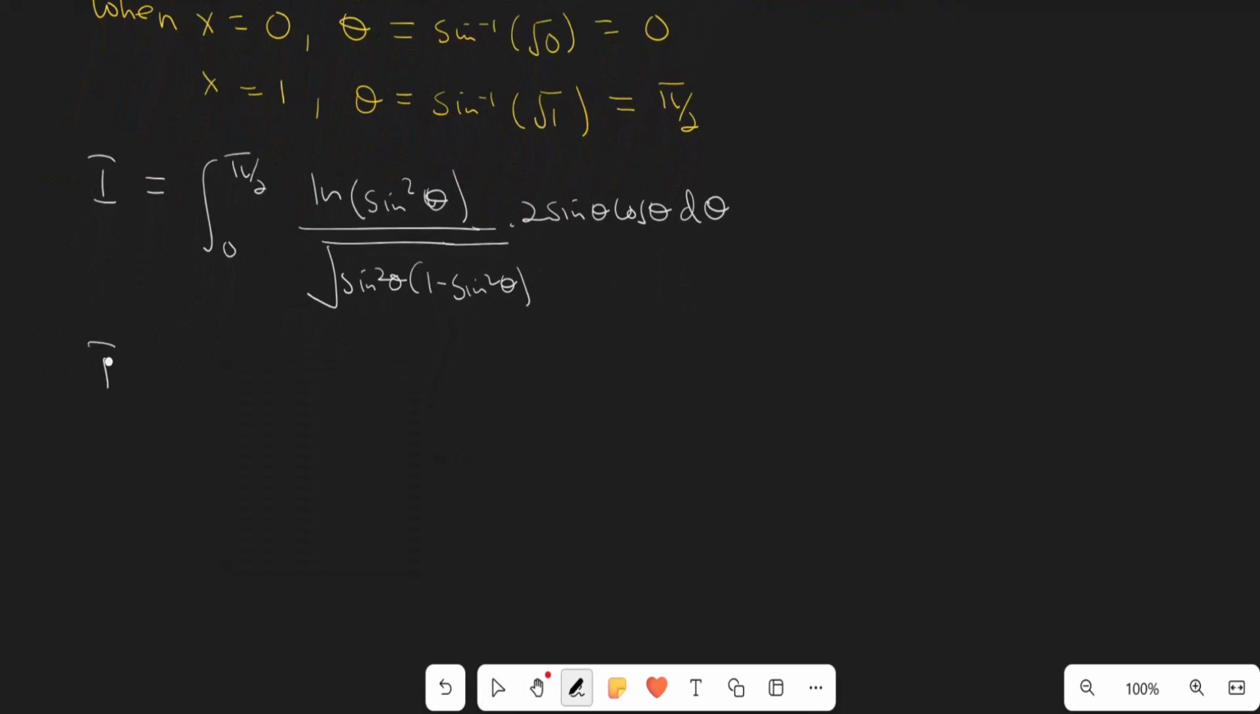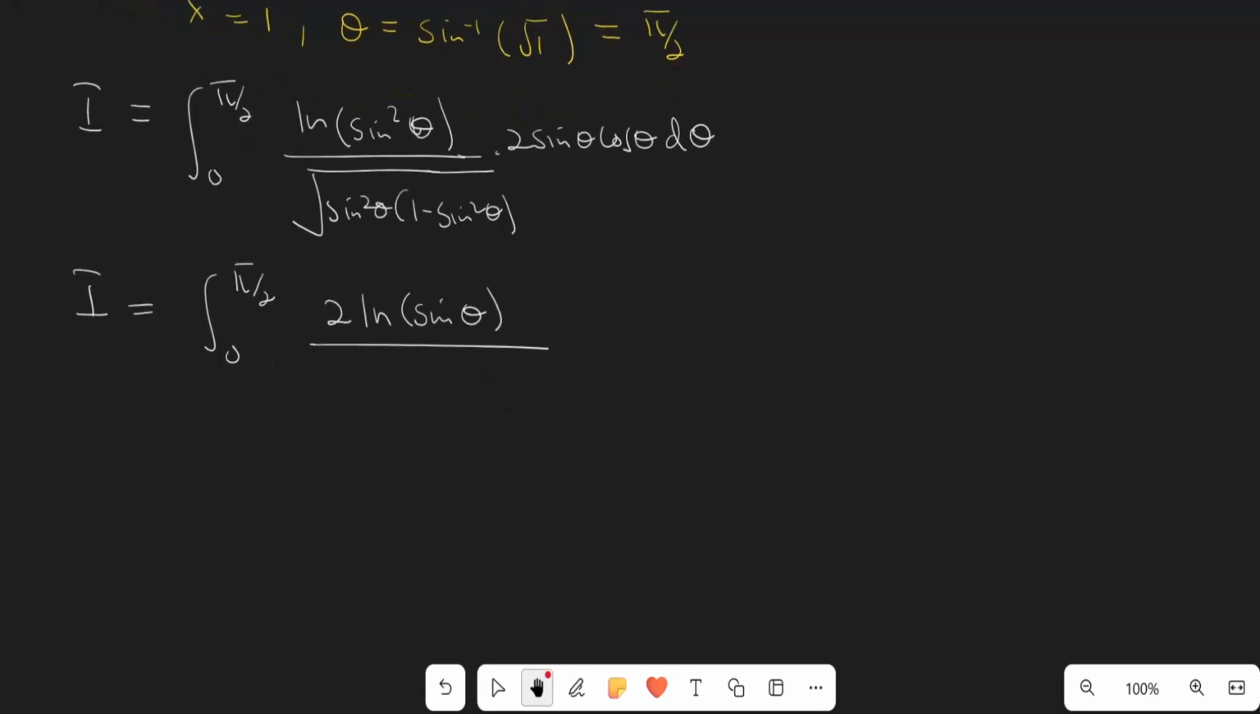So I is going to be the integral from 0 to pi over 2 of, using the laws of logarithm, this sine squared theta is going to be written as 2 ln of sine of theta, divided by, we know that 1 minus sine squared theta is cosine squared theta. So the denominator is the square root of sine squared theta times cosine squared theta, times 2 sine theta cosine of theta d theta.